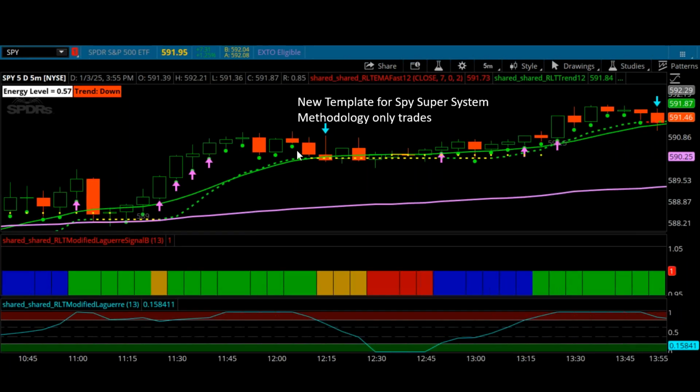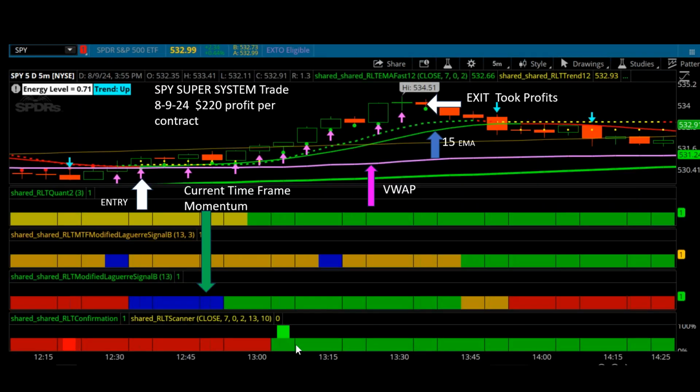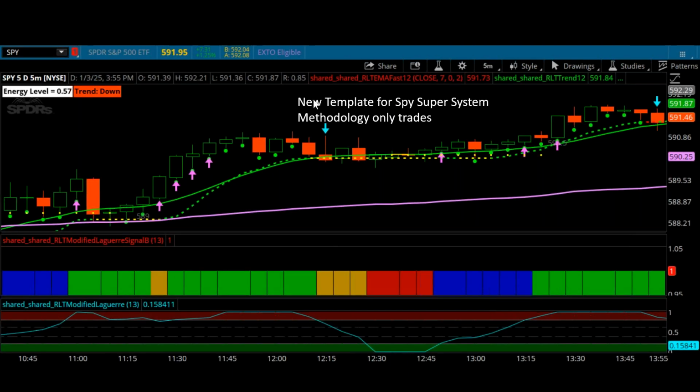Right, so this is a new template that I've got. If you buy the SPY Super System software, you'll get two templates. You'll get the one that looks like this with this changed to the actual oscillator, or you can have this one. If you just want to trade SPY Super System type setups, this wouldn't be for swing trades. What you're getting is the current time frame momentum with the oscillator, the VWAP, the 15 EMA, and your pop out of the box symbols for compression. That's compression break. That's all you've got. See, and you can flip them back and forth.